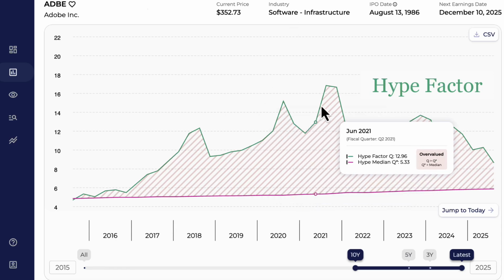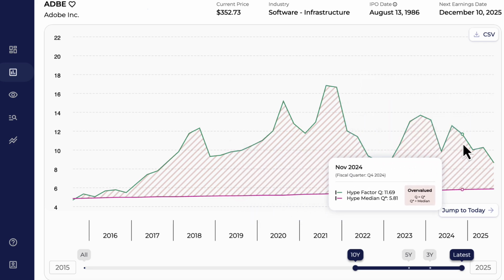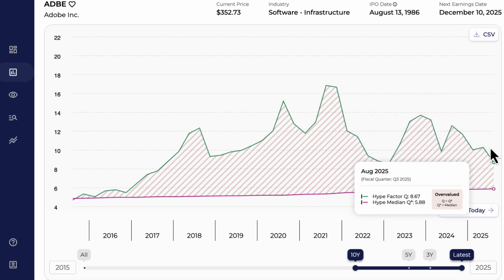And so here we see the hype factor for Adobe has been on a wild ride the past few years, peaking here at over 16x. It has come down and we see now it's finally cooling off. The value is still above the long-term equilibrium hype, but nonetheless, we are seeing it moving back down from the stratosphere. And so the current value we see is about 8.7 compared to an equilibrium of 5.9.